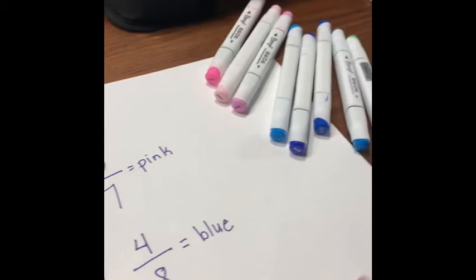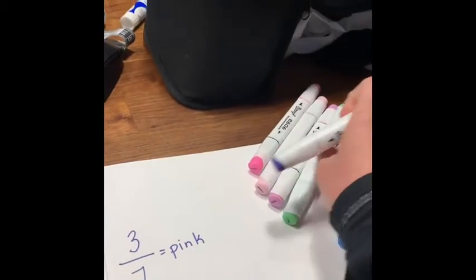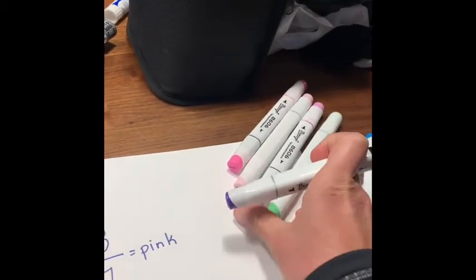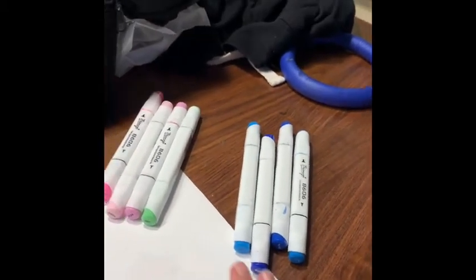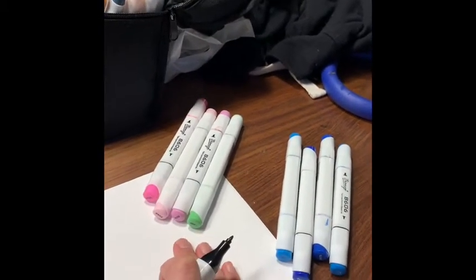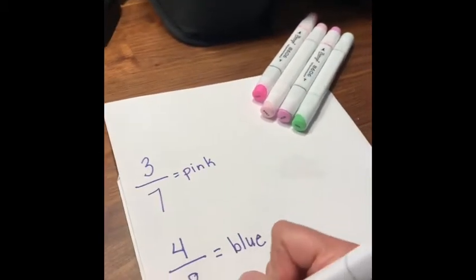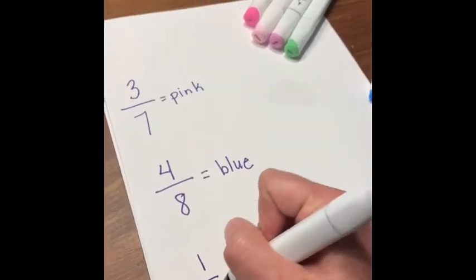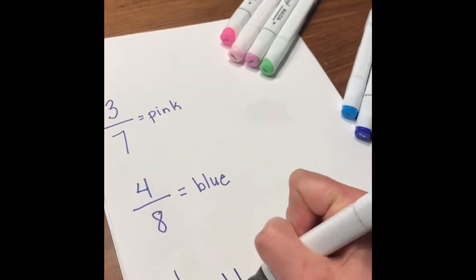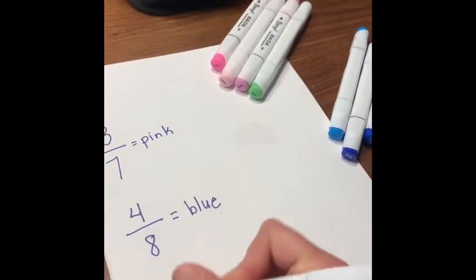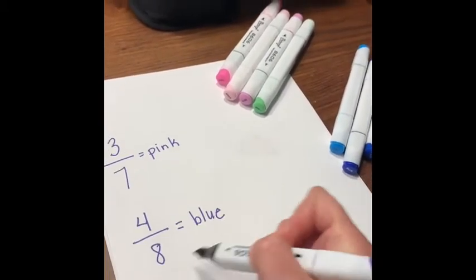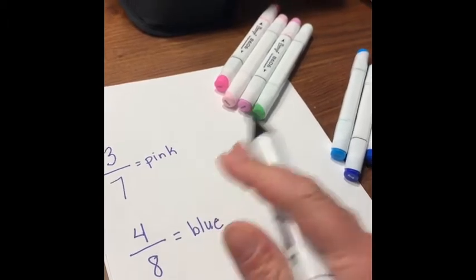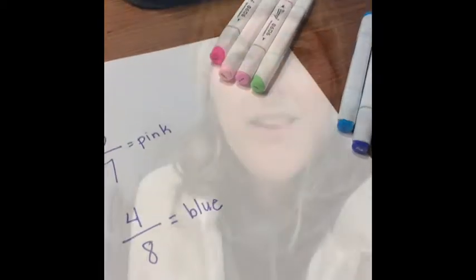Now, if you really want to get into it and make it a different fraction name, you can take a look at it and maybe you can tell that half of them are blue and half of them are not blue. So I could also say, if I wanted to, 1/2 equals blue. But we might get into that kind of thing a little bit later. If you can do 4 out of 8 and understand what that means, then you're doing great.